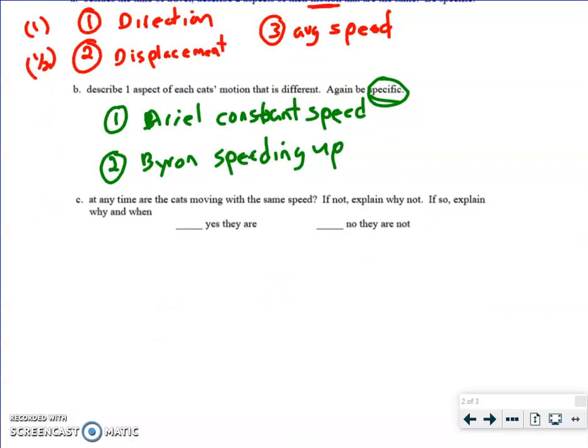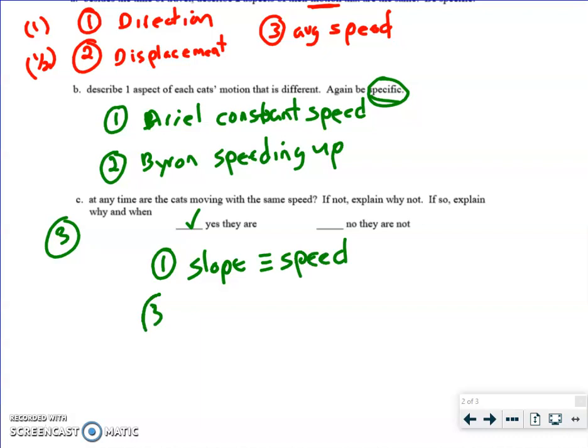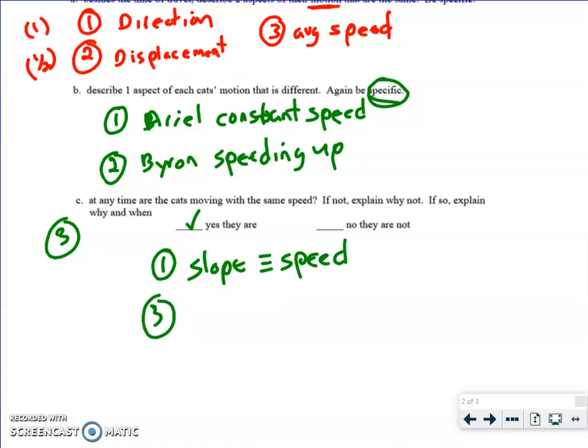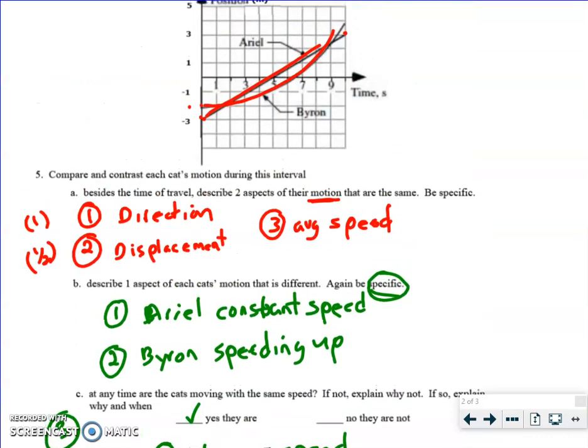And then the last one, C, is where a lot of us struggled. That was worth 3 points. 1 point for getting the right answer, which is yes, there is a time when they are moving at the same speed. And then the other 2 points are based on your explanation. Your next point was to say something about slope, which is how we look at speed. And then the third point is when are their slopes the same? In other words, at what specific point are they the same?